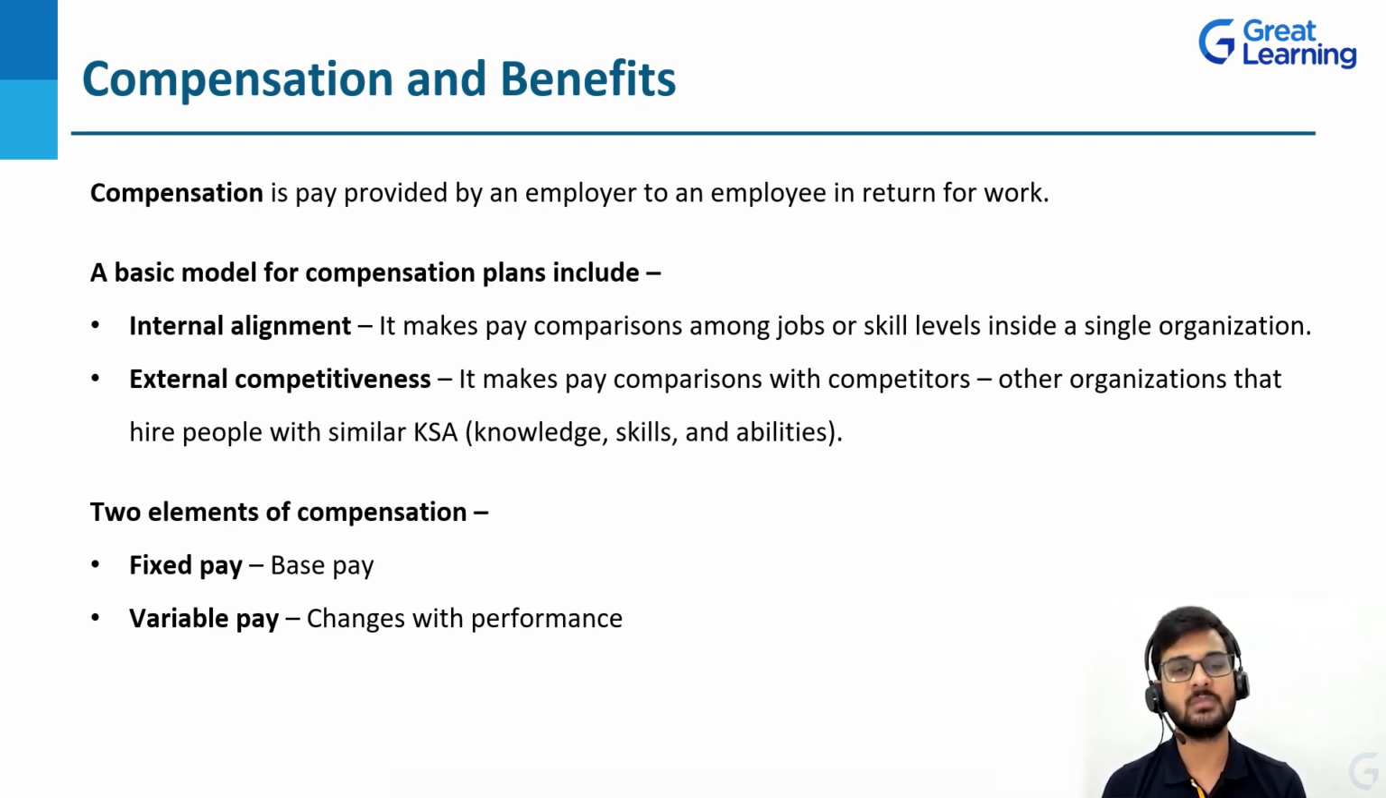So the basic model for compensation plans includes internal alignment and external competitiveness. Whenever we say that this is the particular salary which is decided for this particular job role, how do we do that? There are two factors in that. One is your internal alignment and one is your external competitiveness. Internal alignment makes pay comparisons among jobs or skill levels inside a single organization. And external competitiveness makes pay comparisons with competitors, other organizations that hire people with similar knowledge, skills, and abilities.